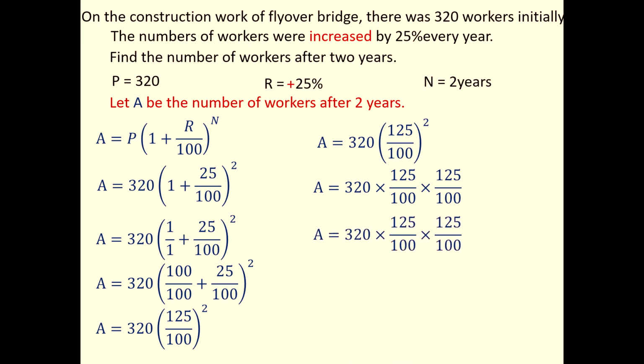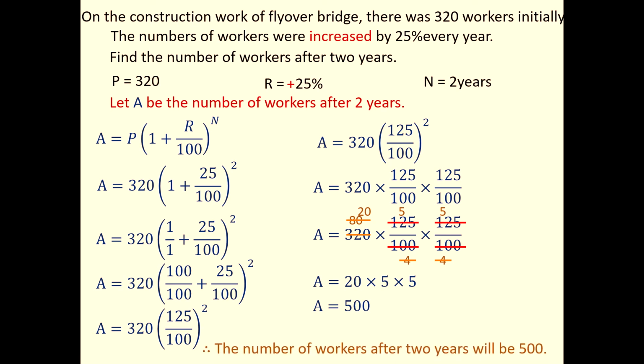Simplification, cancellation, whatever possible. 25 is 4 times, 25 is 5 times, one more 25 is 4 times and 25 is 5 times. Then 4 I can take and cancel with 320, which will give me 80, and again 4 will cancel with 80 and give you 20. So at the end A equals 20 into 5 into 5, which will give you 500. So after 2 years, with this rate, we will have 500 workers. Clear?